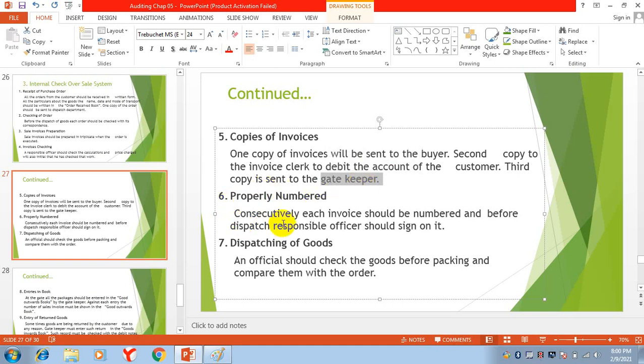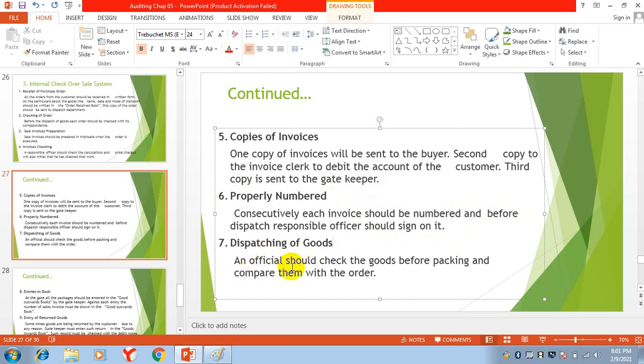Properly numbered, consecutively each invoice should be numbered, and before dispatch, responsible officer should sign on it. So all the invoices, there should be proper numbering on the invoices, and one responsible officer, he should sign on these invoices. Without his sign, the dispatch is not possible.